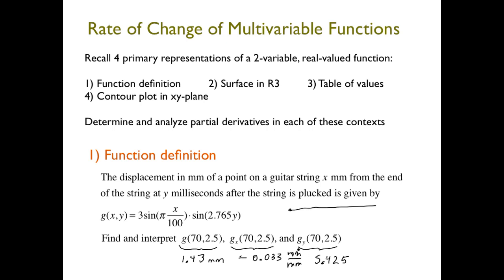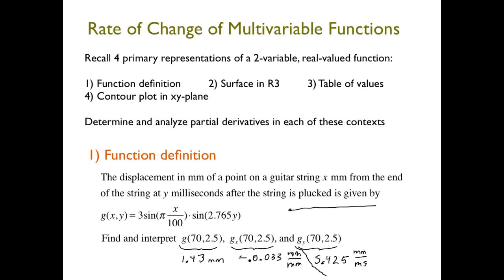Okay, and then what about the units on this one? He wants millimeters per millisecond. Agree with that? It's going to be amount of change up and down with the string per change in time. Okay, so now I want you guys to practice.